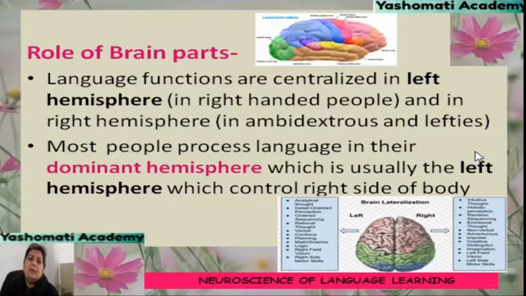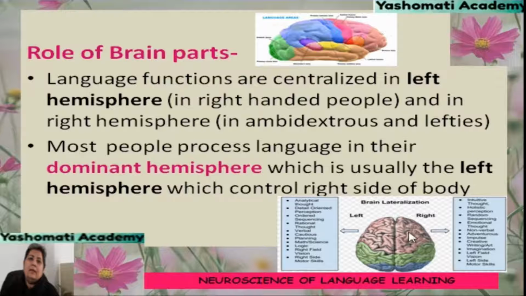Language functions are centralized in the left hemisphere in right-handed people and in the right hemisphere in ambidextrous people and lefties. Ambidextrous means those people who can use both their hands equally or efficiently. So in most cases, as most of us are right-handed people, the language functions are centralized in the left hemisphere. But if someone is ambidextrous or left-handed, then language functions are on the right hemisphere.